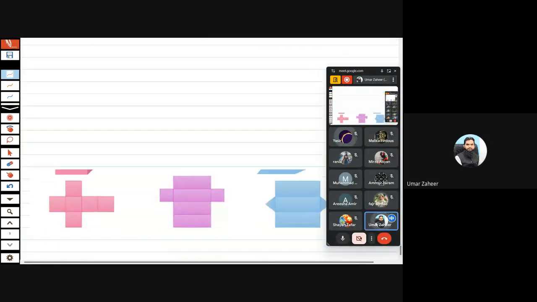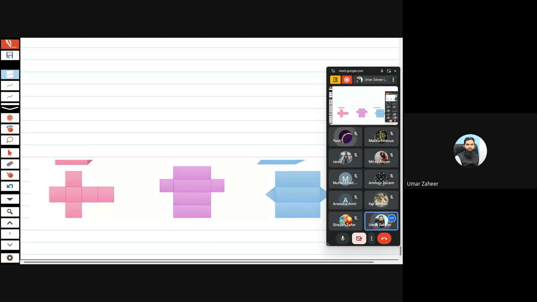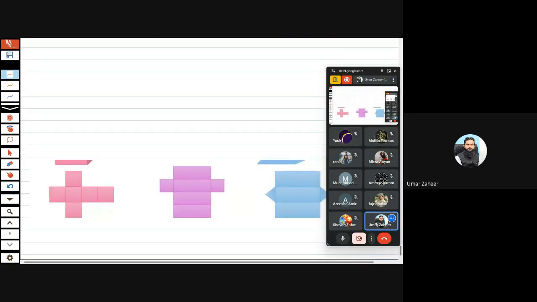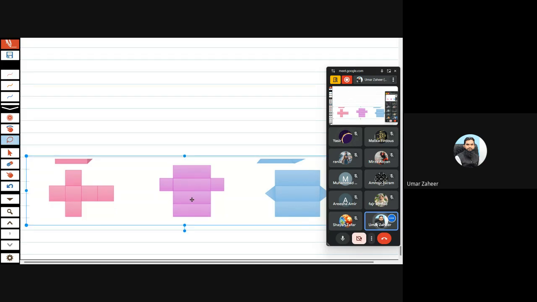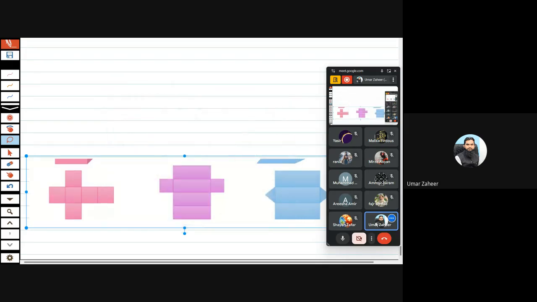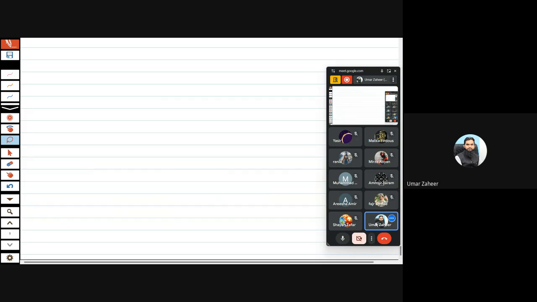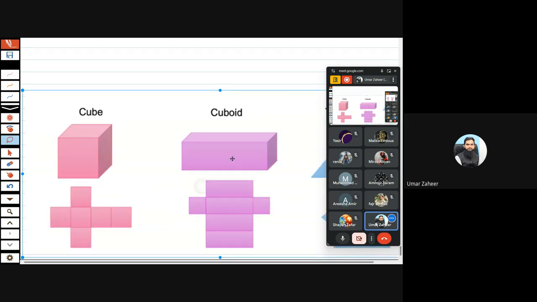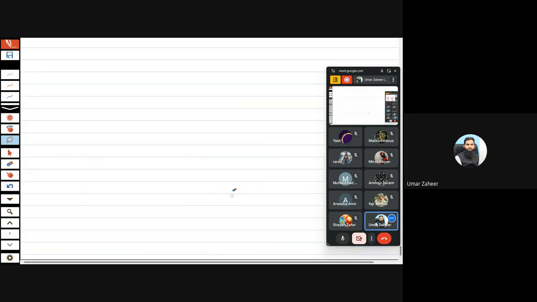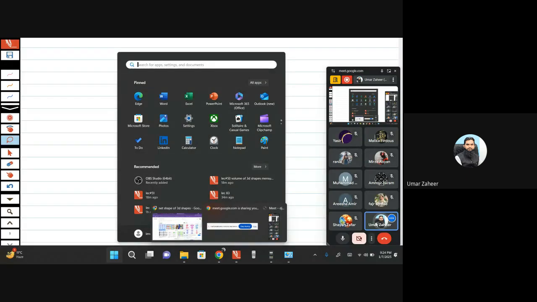All right. Now we have some other shapes as well. Where are they? Just a minute. I will take it from the internet directly.